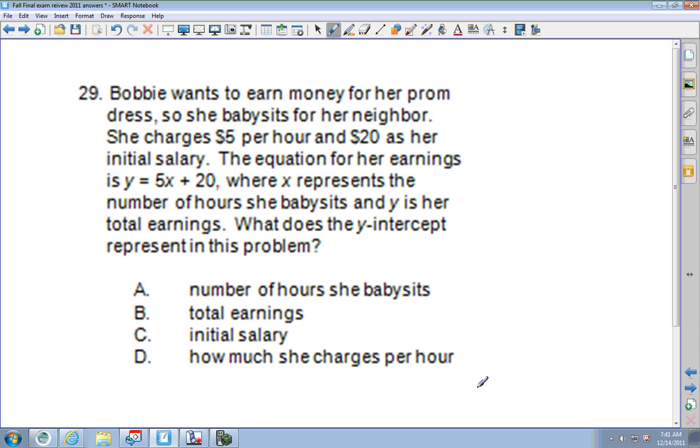Number 29. Bobby wants to earn money for her prom dress, so she babysits for her neighbor. She charges $5 an hour and $20 as her initial salary. Then they give us an equation, and they tell us what X represents and Y represents. What does the Y-intercept represent? Well, which number is the Y-intercept? The Y-intercept in this equation is right here at 20. It matches up in the word problem right here. It is her initial salary. So the answer is C.